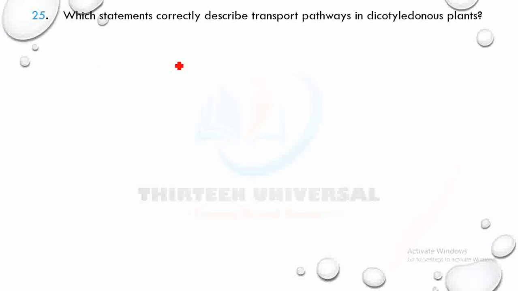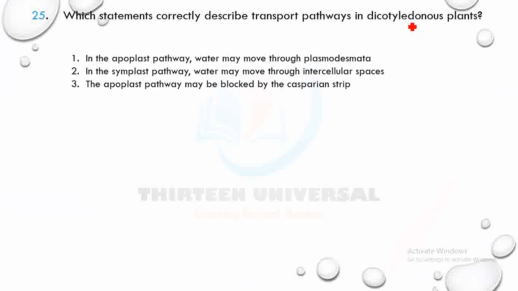Which statements correctly describe transport pathways in dicotyledonous plants? Let's go. We've talked about this severally. This video is addressing the basic fundamental knowledge and understanding in this topic, and some applications. Pause the video and try it. 1: In the apoplast pathway, water may move through plasmodesmata. No, apoplast is cell wall. 2: In the symplast pathway, water may move through intercellular spaces. No, intercellular space is apoplast. Symplast is through plasmodesmata.